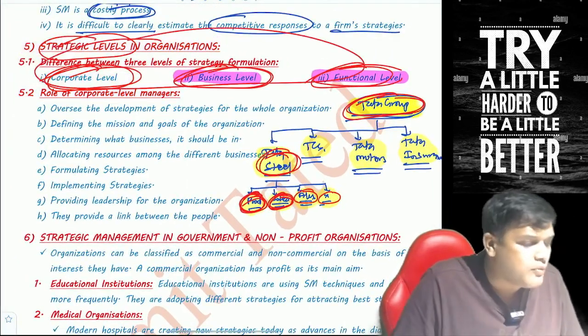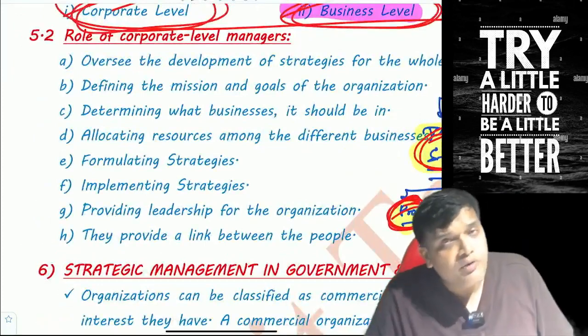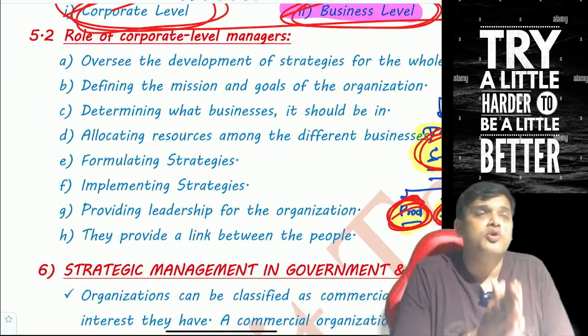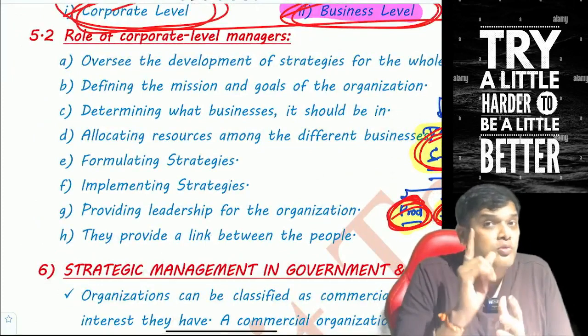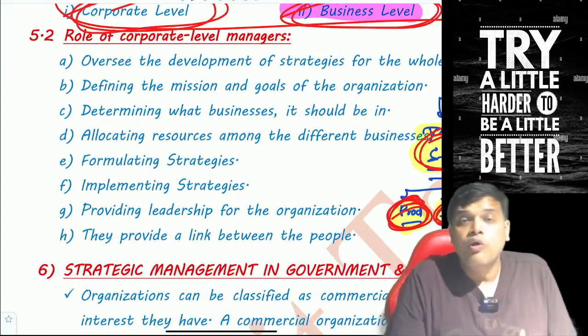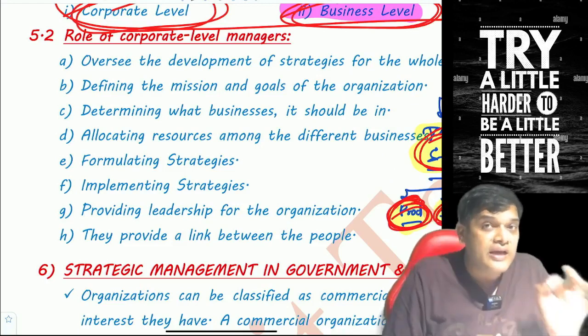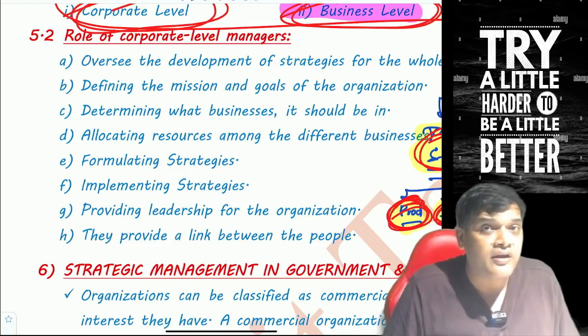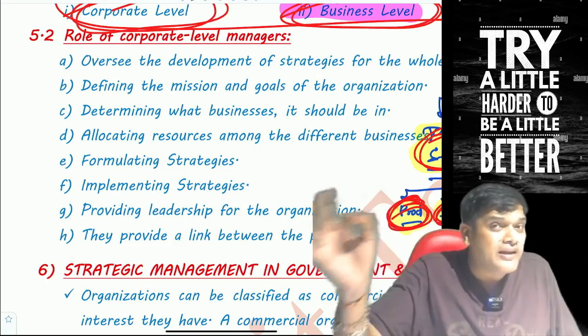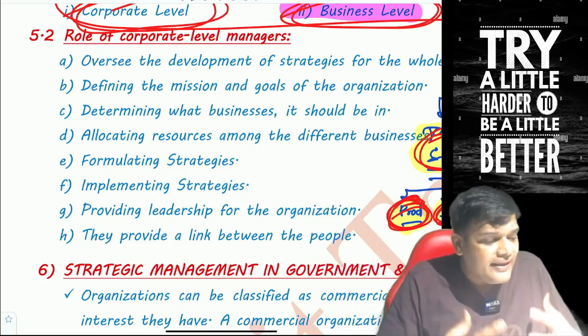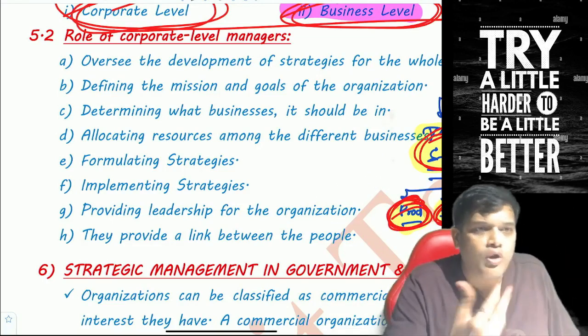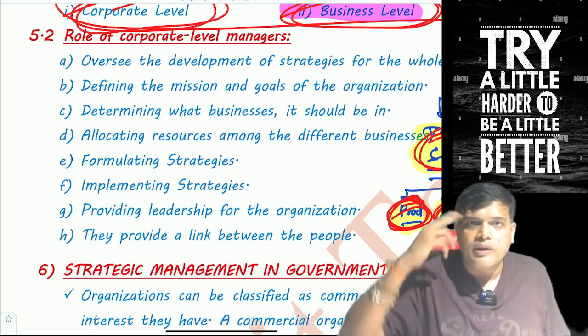Now we are discussing the role of the corporate level manager. You need to remember these 8 points. Make sure you don't get confused. Tomorrow, when I discuss chapter 7, we'll also discuss the role of the strategic leader. Here we are discussing the role of the corporate level manager. In an examination, if a question comes, explain the role of a strategic leader, the answer is very easy. You will come to know it is chapter 7.